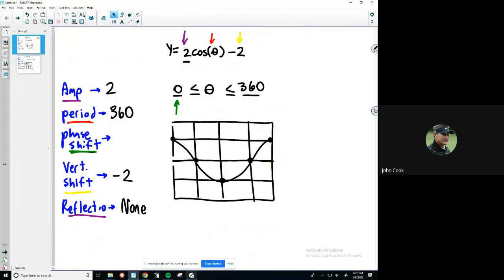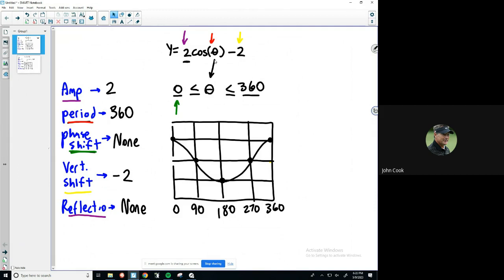And then the phase shift. Well, since theta is all by itself, I didn't have to solve for theta, so there's no phase shift because it's still at 0 over there. So here's how it goes. We're going to go from 0 to 360 again on the x-axis. Halfway between is 180. Halfway between 180 and 360 is 270. Halfway between 0 and 180 is 90.